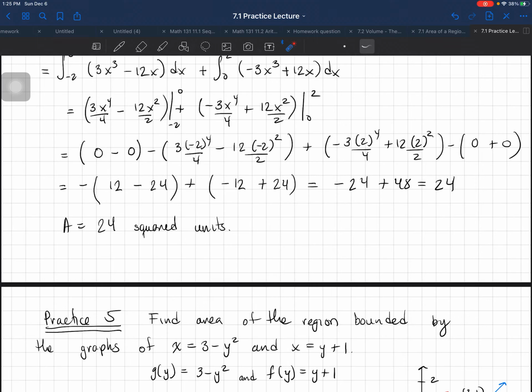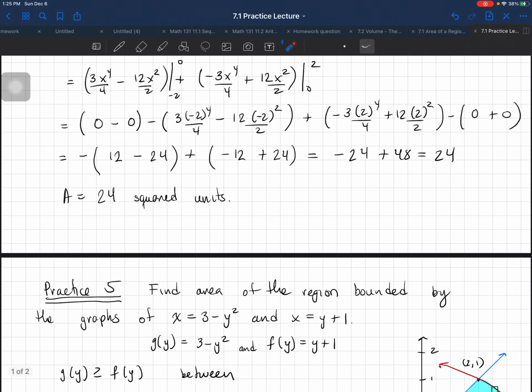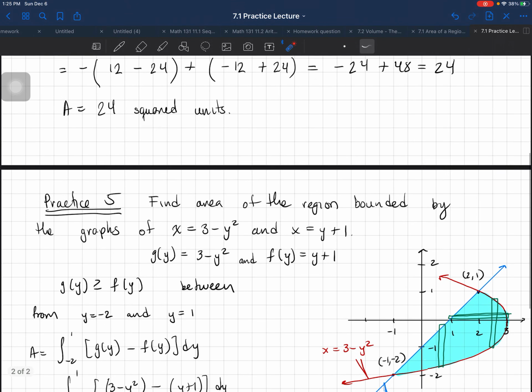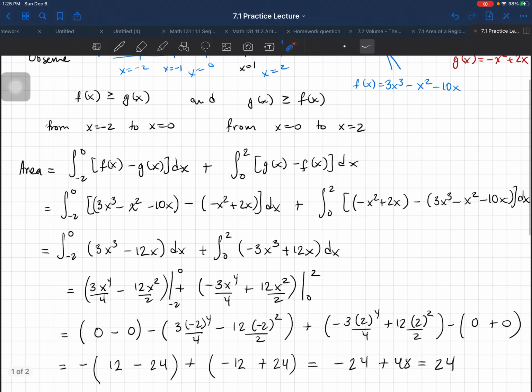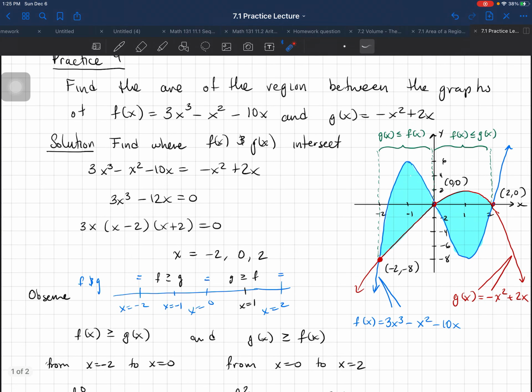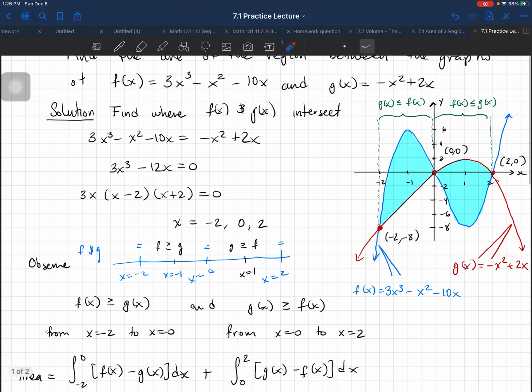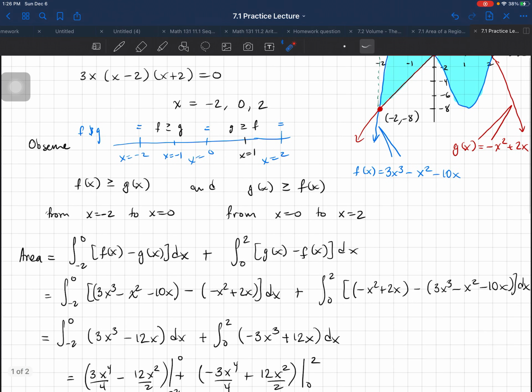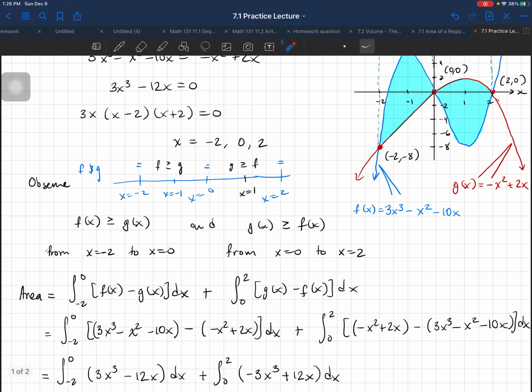So we get negative 24 from those two, and then positive 48 from those two, right? And then we got 24. Anyway, so we got the result, right? But you guys see how the concept is, right? It's really cool how we were able to find the area between two curves, right? And this is just an extension that we can actually do for anything.